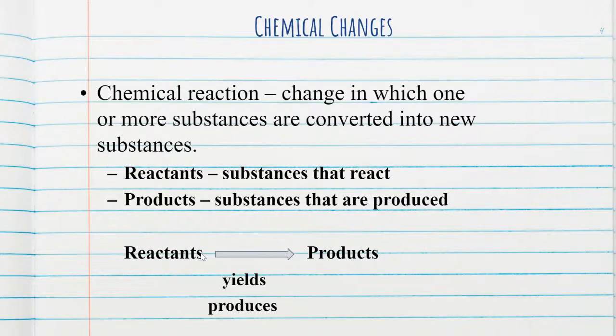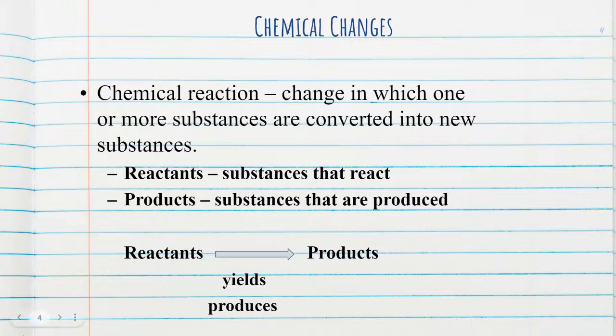So this is what happens when you have a chemical change. You get a chemical reaction, which is a change in which one or more substances are converted into new substances, right? That's what we were talking about with the chemical reactions or chemical changes. It's important that you remember these. You'll definitely see some of these concepts on the final exam. So it's important to know what reactants are and what products are.